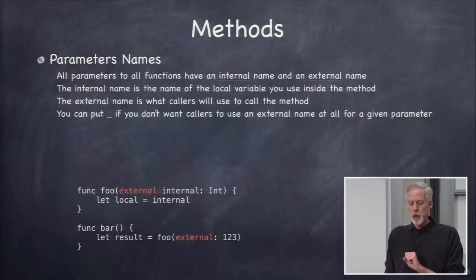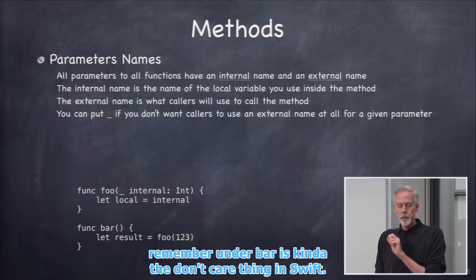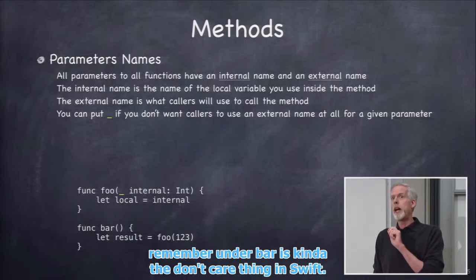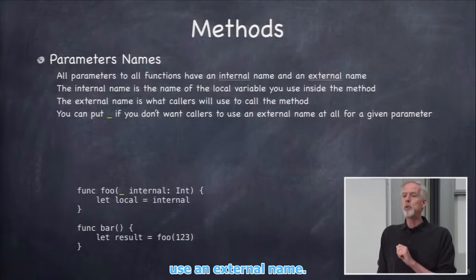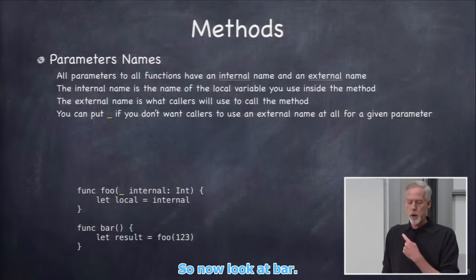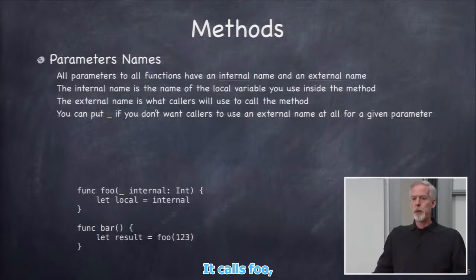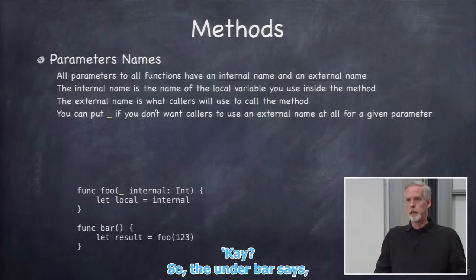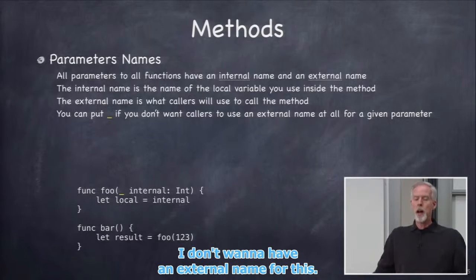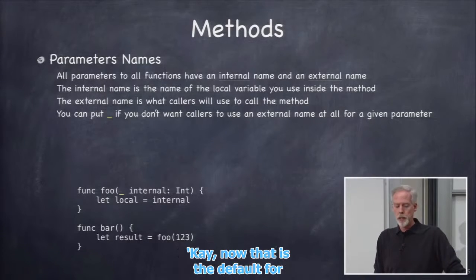They can be different. You can put an underbar. Remember, underbar is kind of the don't-care thing in Swift. You can put an underbar if you don't want callers to use an external name. So now look at bar. It calls foo. It doesn't even put internal colon or external colon. It just puts the argument there. Okay? So the underbar says, I don't want to have an external name for this.